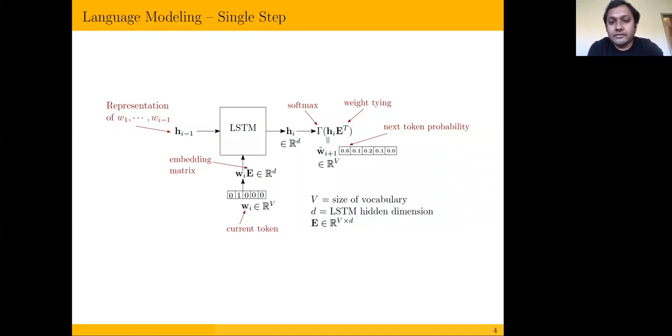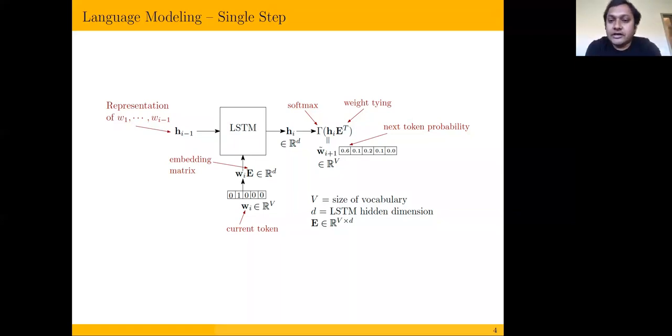This WI is then multiplied by an embedding matrix, which is a set of trainable parameters, and this produces a vector of dimension D. And the LSTM hidden dimension is also chosen as D because of one reason. After the LSTM module has operated on WIE and HI minus 1, it outputs a new state, HI. And then people have shown that by multiplying HI by the transpose of E, which would be of dimension D cross V, and then taking a softmax over it, we can compute a distribution over the next token.